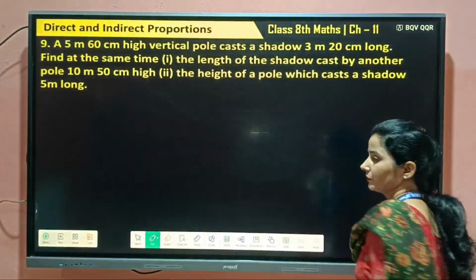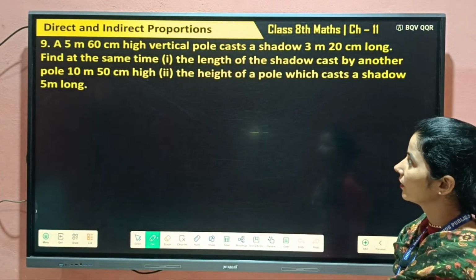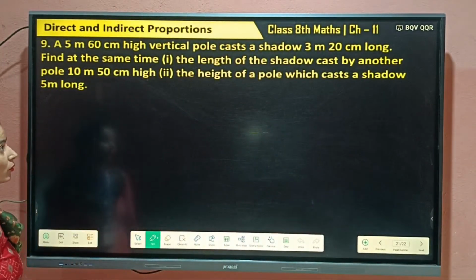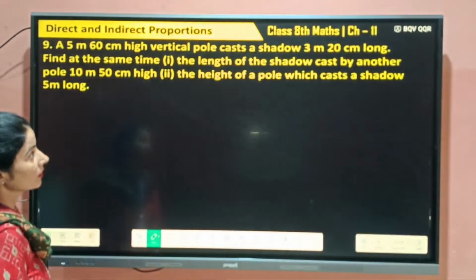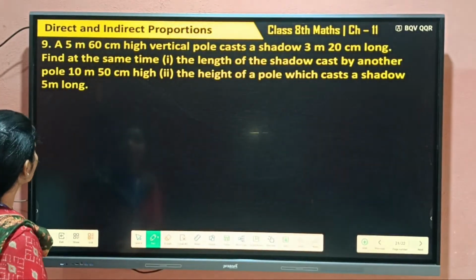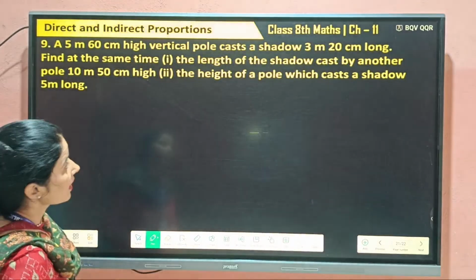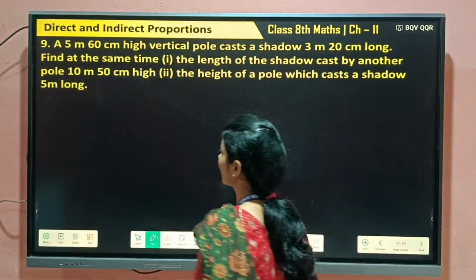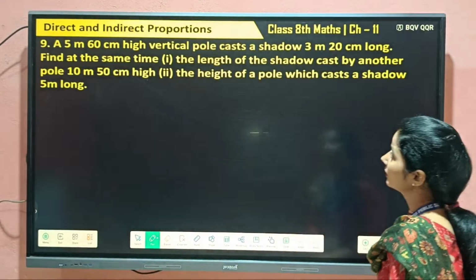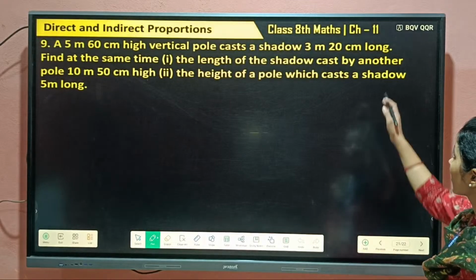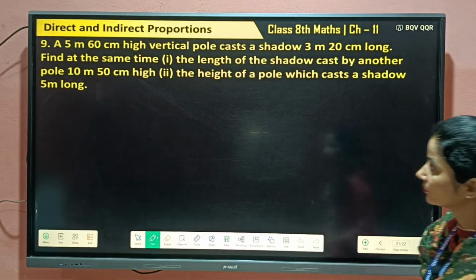Next question. A 5 meter 60 centimeter high vertical pole casts a shadow of 3 meter 20 centimeter long. Find, at the same time, the height of another pole which casts a shadow of 5 meter long.